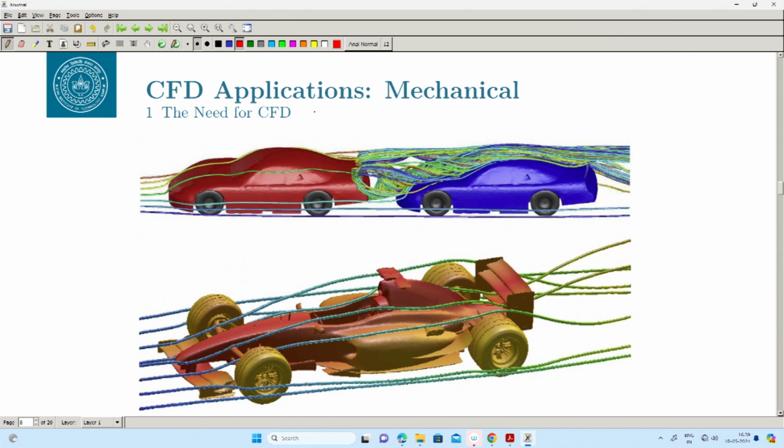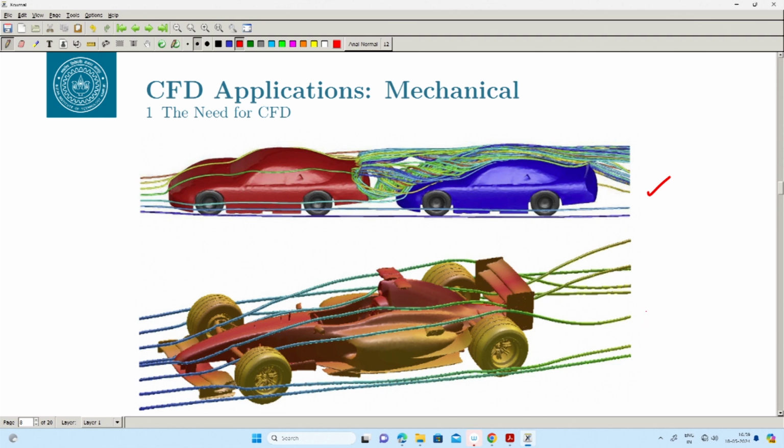There are plenty of mechanical applications, from the design of a pump to the design of a compressor; every single thing where you have fluids, you use CFD. This is just one example shown of a Formula 1 car. On top you have a car behind a car, and you see how the wake of the first car is affecting the flow on the other car.